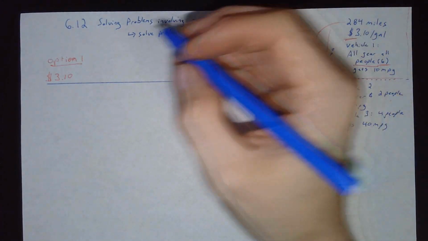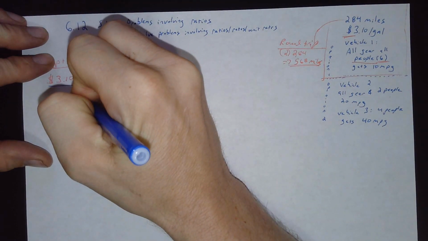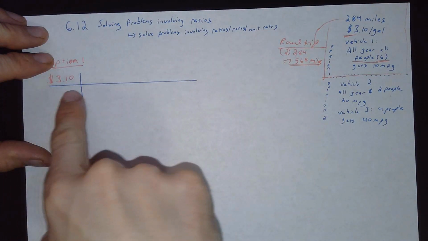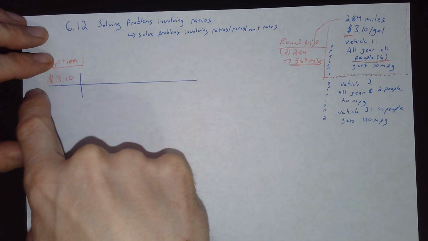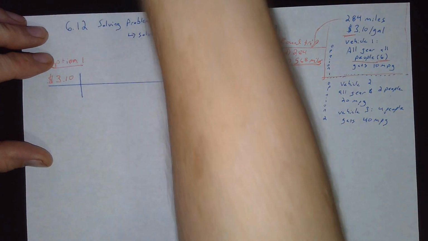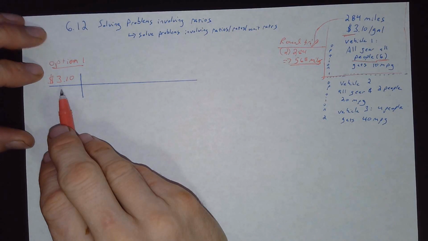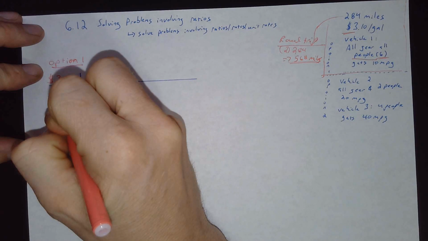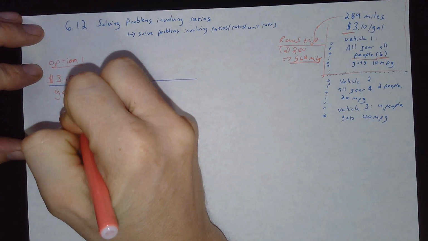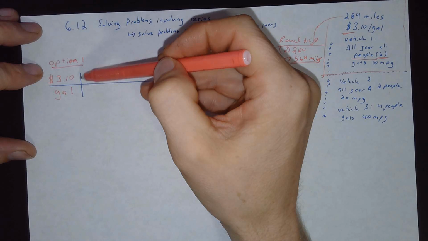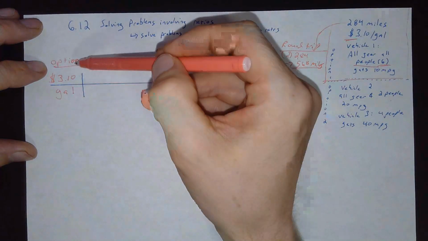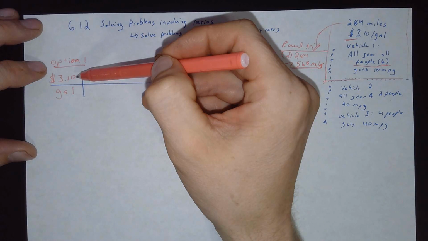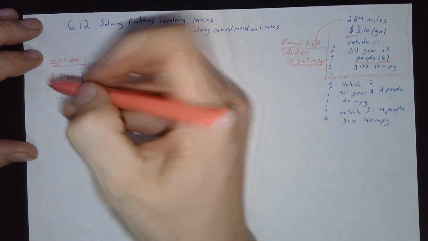That's my railroad tracks. And this is just kind of like a divisor sign. So this is the top of a fraction up here, and this is the bottom of a fraction down here. Okay, so that's $3.10 per gallon. So that is my ratio, right? That's a ratio of dollars per gallon. $3.10 per 1 gallon.